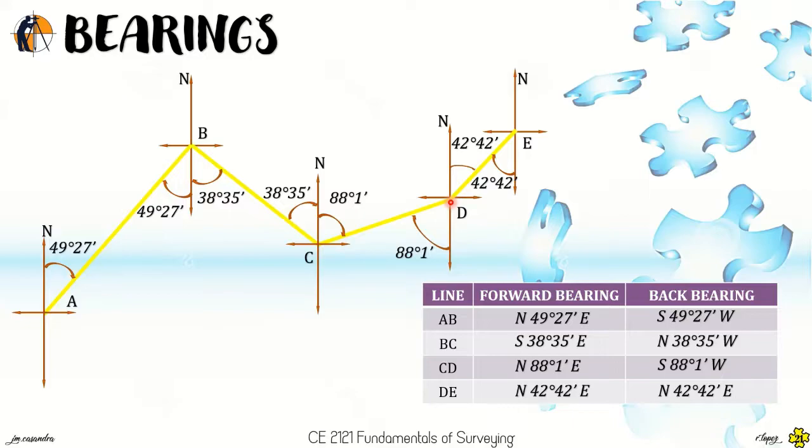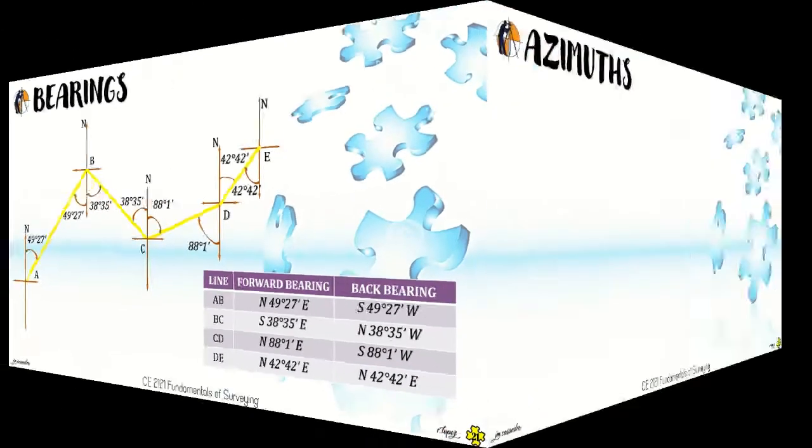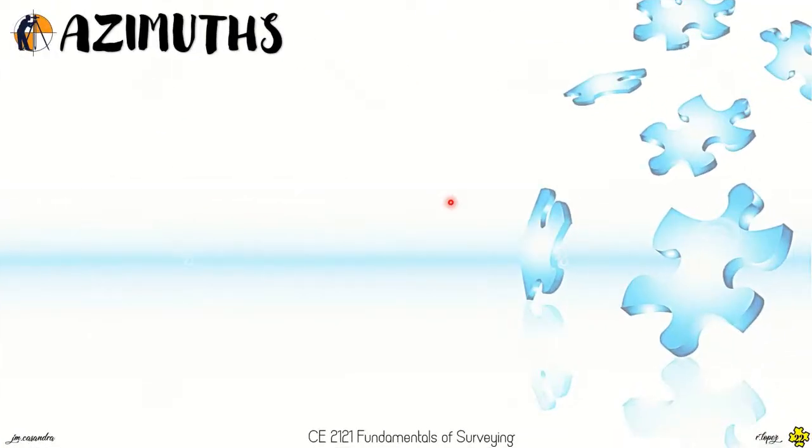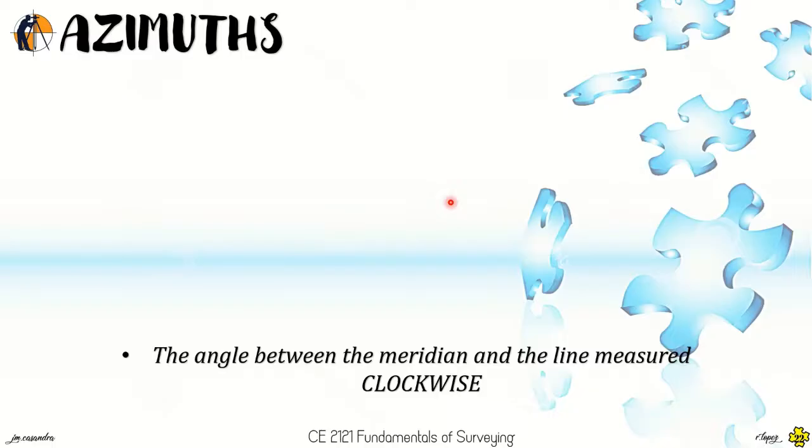So as you can observe, the forward bearings and the backward bearings will have the same angle but will have opposite directions. So next we have your azimuths, which are the angle between the meridian and the line measured clockwise. So it should be measured from either north or your south.